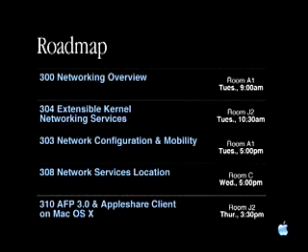So my roadmap, well, it's not really a roadmap because it refers to everything that happened in the beginning of the week. But I put it up here just for anybody who wants to reference the sessions once the DVDs finally come out. 300 was the networking overview. You might recognize some of the content from one or two of my slides from the 300 session. We kind of had the same things there. The extensible kernel networking services, again, that's going to be more for people who are interested in the Darwin development stuff and the kernel level stuff. Networking configuration mobility, that's more user level network configuration as opposed to programmatic network configuration.